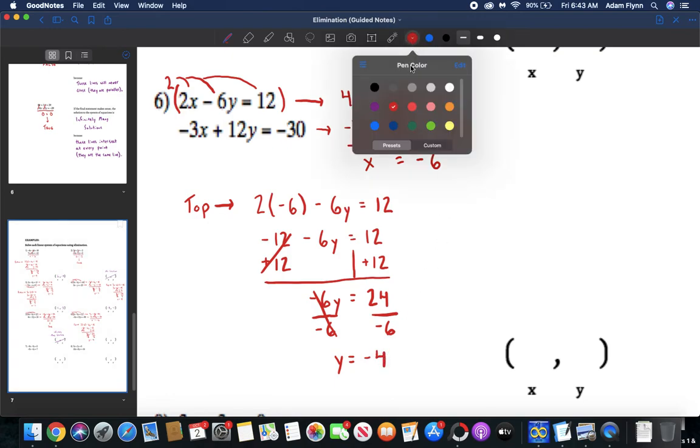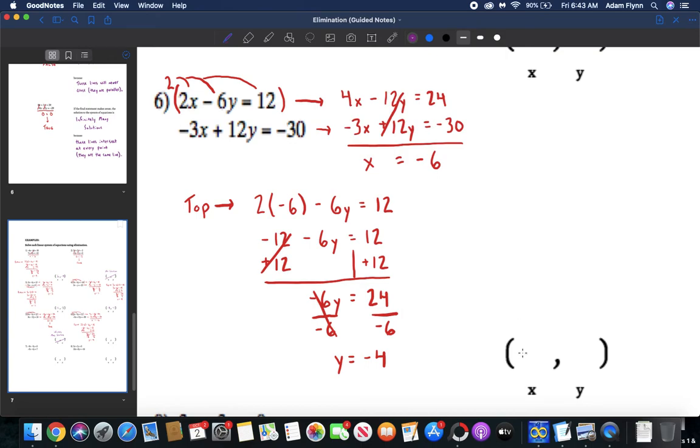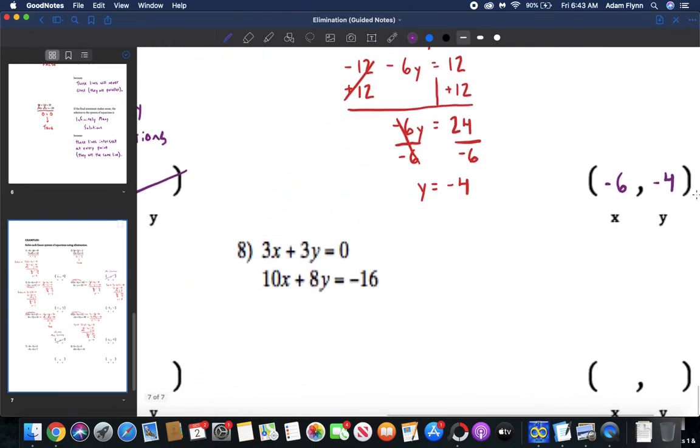So these two lines are going to cross at the point negative 6, negative 4. That would be the solution to our system of equations. Okay, I know this has been a long video. We've only got 2 example problems left.